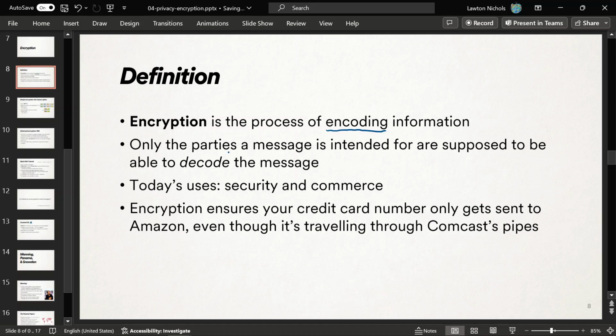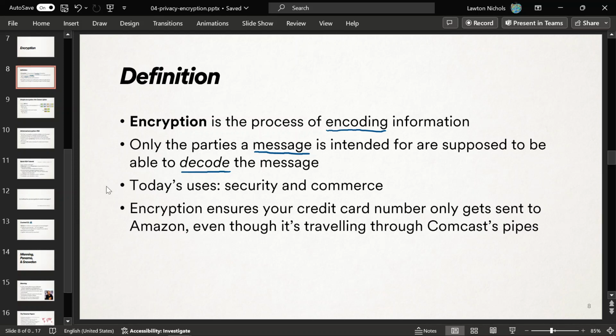So the concept is that there's a message, and you encrypt that message, and only the people who have the key are able to decrypt or decode it. That's the idea. That's what encryption is all about. It should be impossible for anybody listening in on a tapped phone line to understand what the message was if you encrypted it.